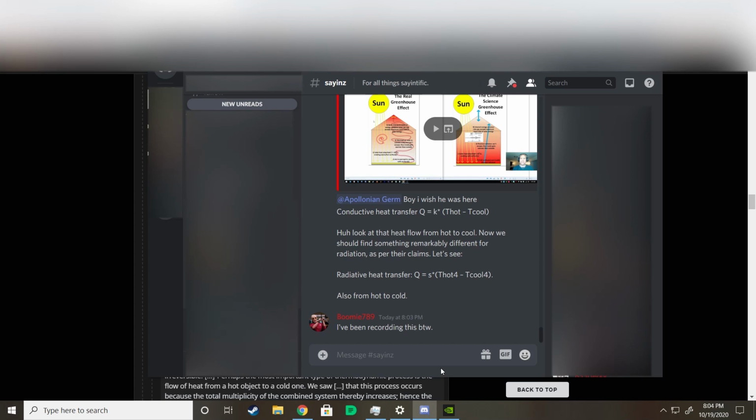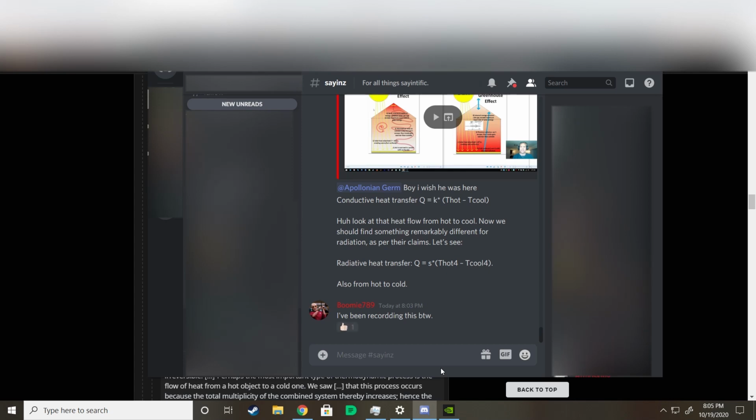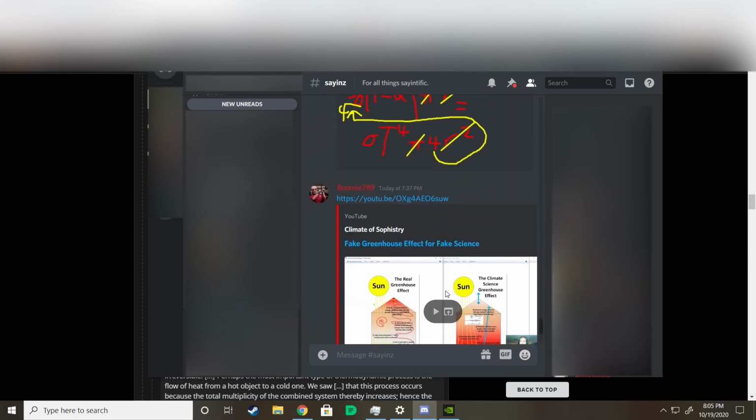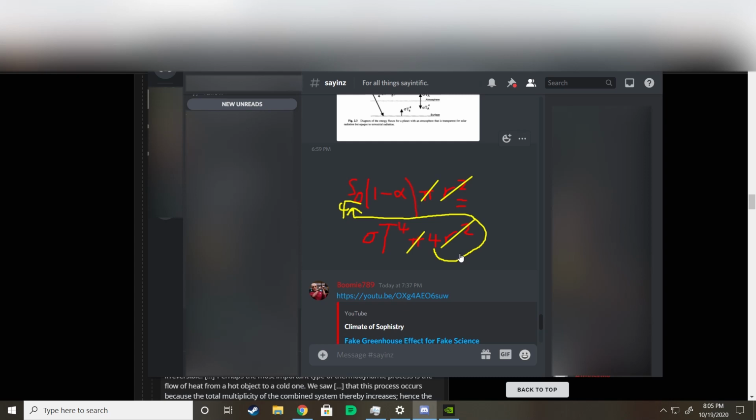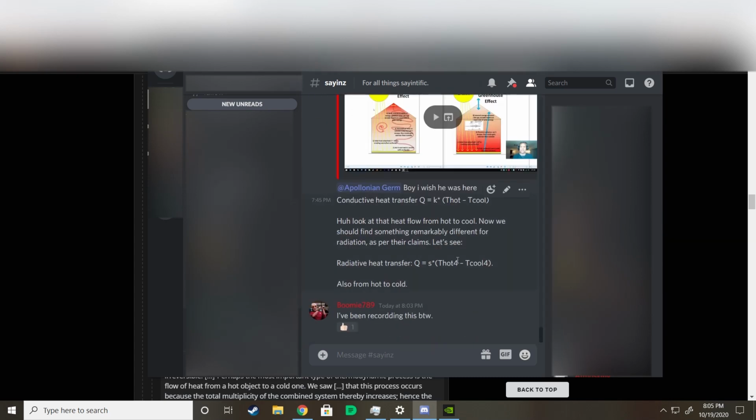So we'll talk about the figure again. We have to balance ingoing and outgoing for both the surface and the whole Earth, correct? So what's coming into the surface has to equal what's going out of the surface, right?